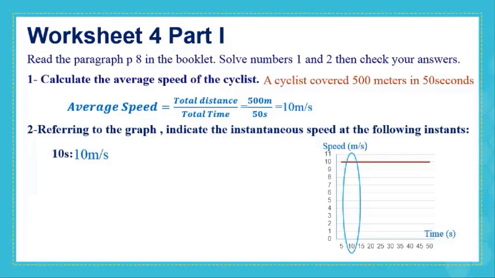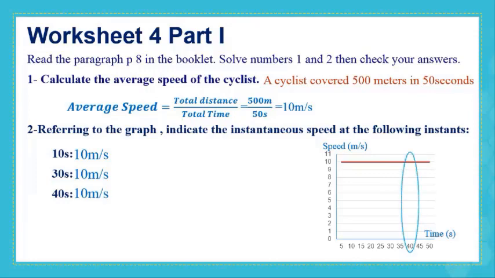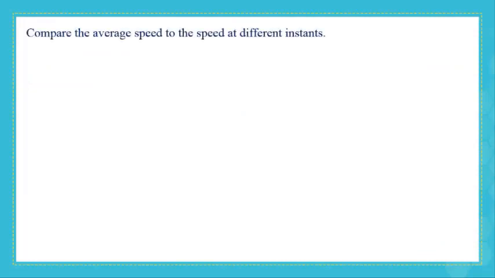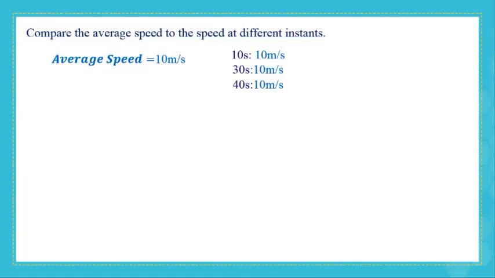The same method for instantaneous speed at time 30 seconds, 10 meters per second. At 40 seconds, 10 meters per second. Now, let's compare the average speed of the cyclist to the speed at different instants.